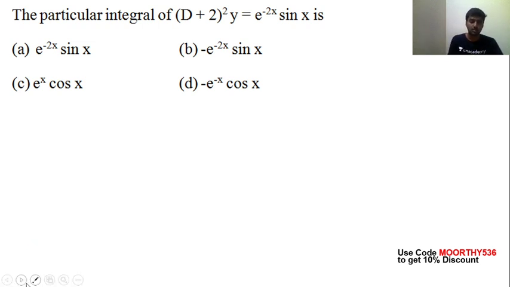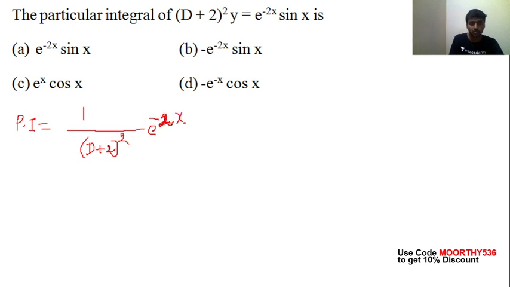So coming to the explanation, the particular integral, we know that PI is equal to 1 divided by (D plus 2) the whole square into e power minus 2x into sin x. So this is the procedure.